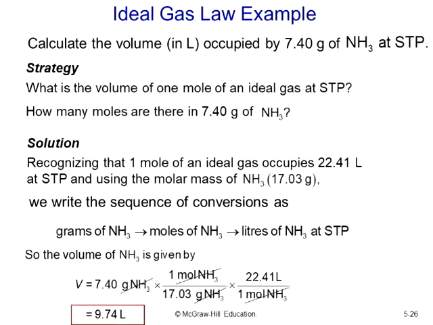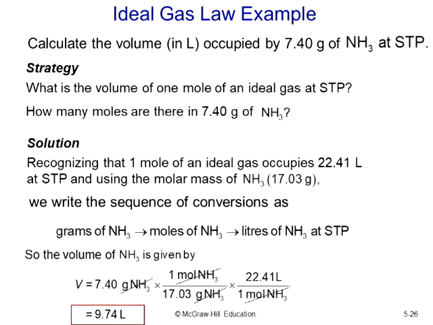And I also know, very important, that 1 mole of any gas is 22.4 liters. So right away, I know I have that as a possible conversion factor. As soon as I see STP, I think 22.4 liters per every 1 mole. All right? So, what is the volume of 1 mole of an ideal gas at STP?